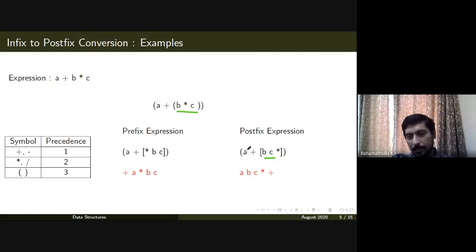Once that is done, BC star is your one entry. Then A and the addition operation will go that side. So A BC star plus is the corresponding postfix. The corresponding prefix expression is similar. BC and star will be written in the front, so star BC. This part is already converted. Then plus A star BC is your prefix expression. I think the idea is clear, isn't it? Any questions so far? No?